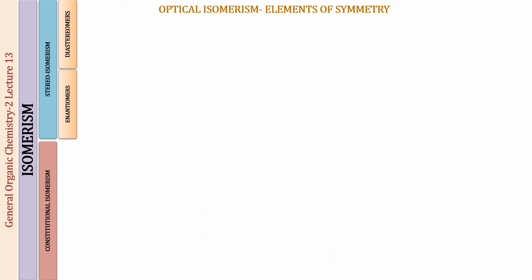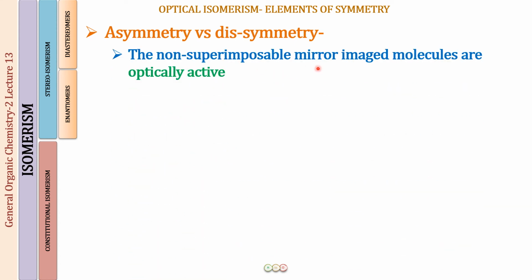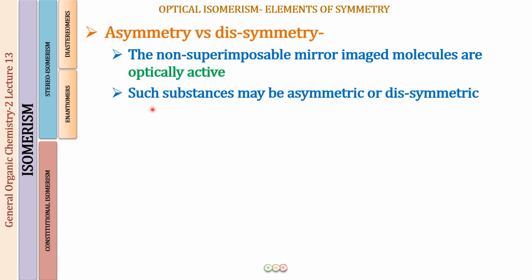Now that you have understood the four elements of symmetry, the plane of symmetry, the center of symmetry, the axis of symmetry and the alternate axis of symmetry, I want you to look back at two words which I told you at the start of the last lecture, asymmetry and dissymmetry. I want you to understand the difference between these two. What you know is that non-superimposable mirror image molecules are going to be optically active. Such substances may be asymmetric or they may be dissymmetric. You use the words synonymously, but actually there is a slight difference between these two.